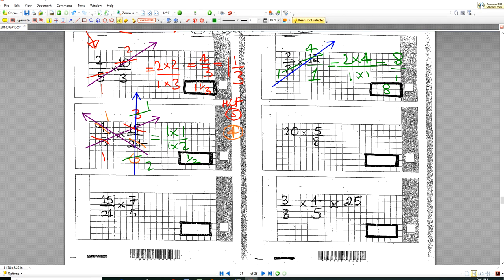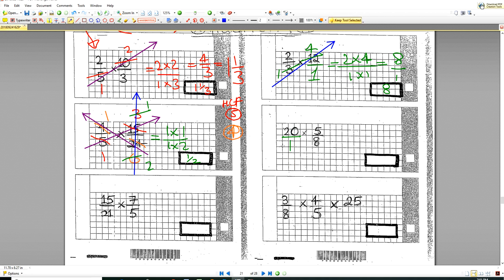Okay, next question. We have 20 times 5/8. So we turn the 20 into a fraction by dividing it by 1. We look for a diagonal or a vertical that we can cancel on. This vertical is no good. This vertical is no good. Can't cancel those verticals. So let's delete them.